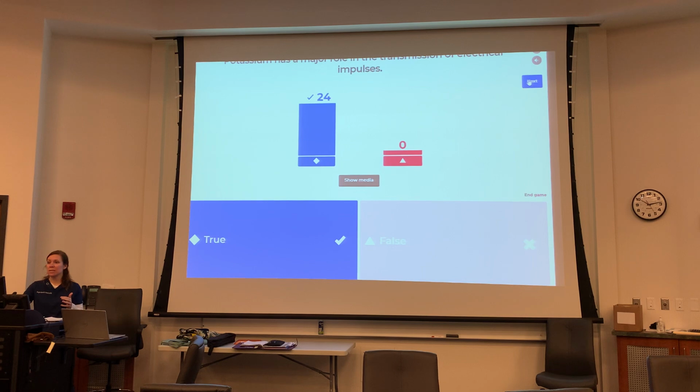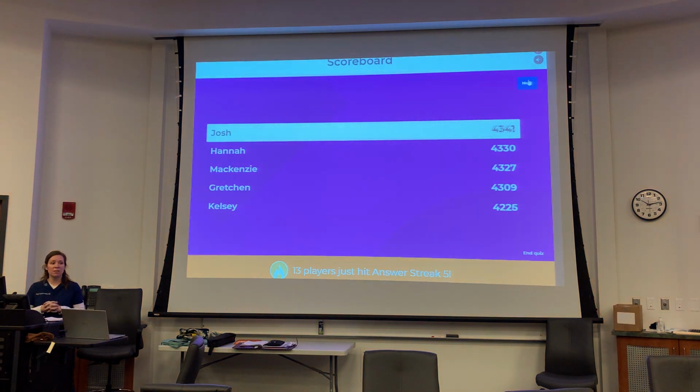Sodium, potassium, calcium, all heavily involved in electrical impulses. Acid-base balance.